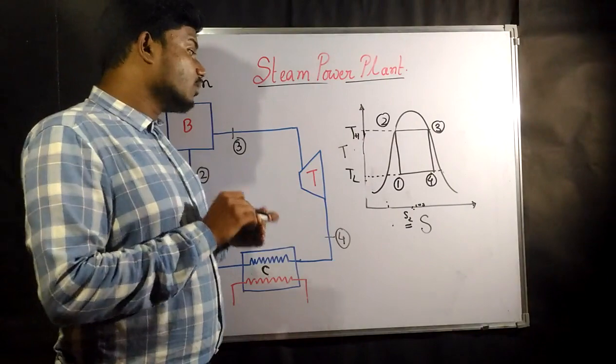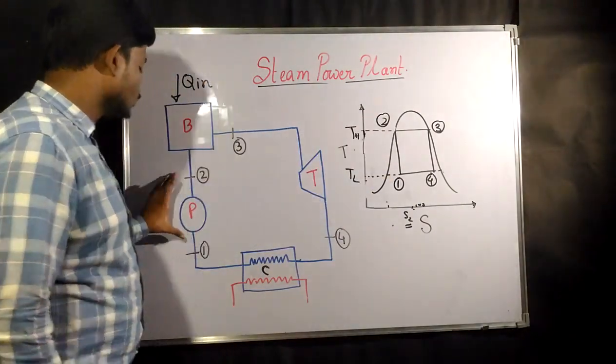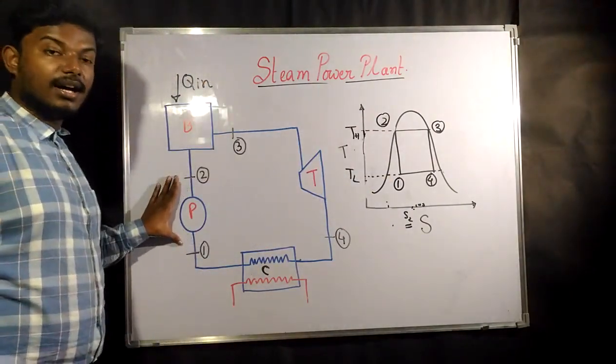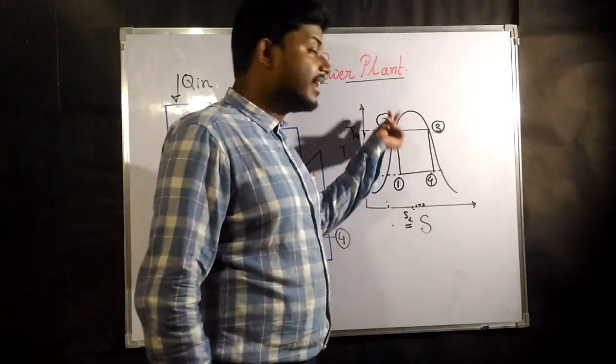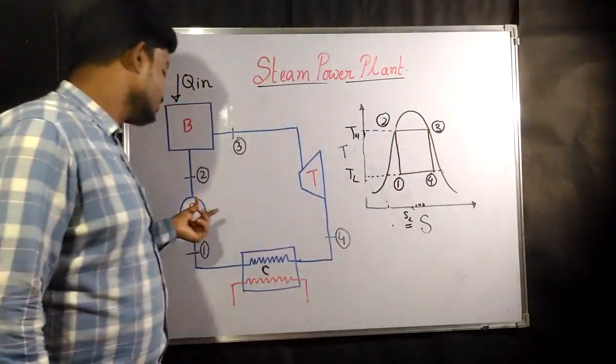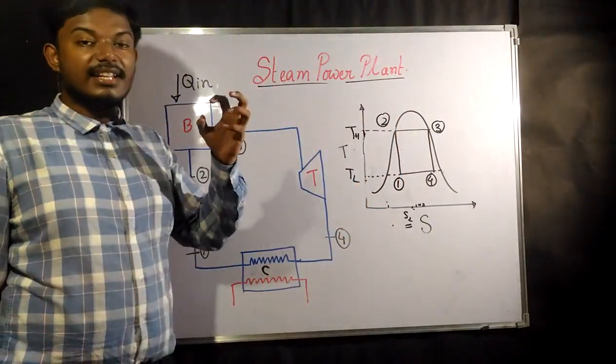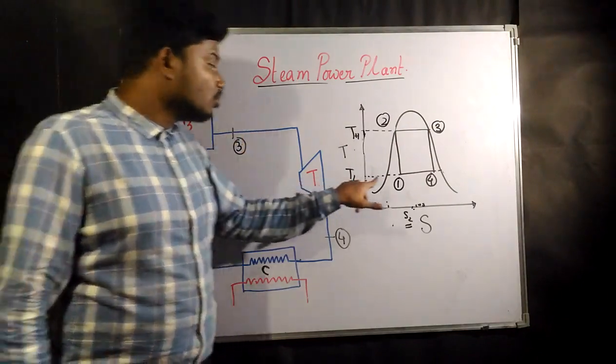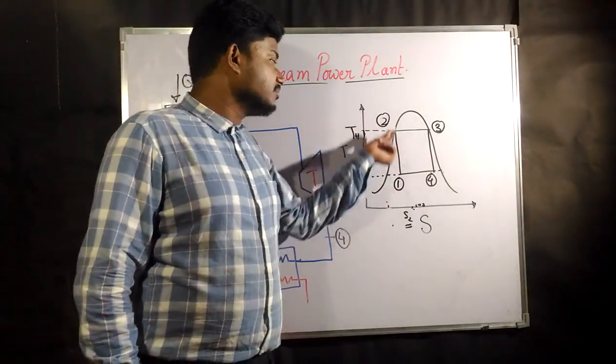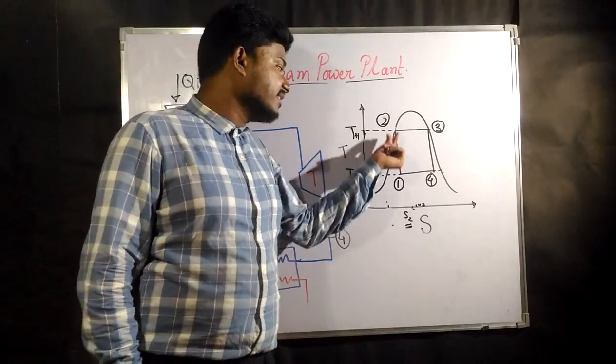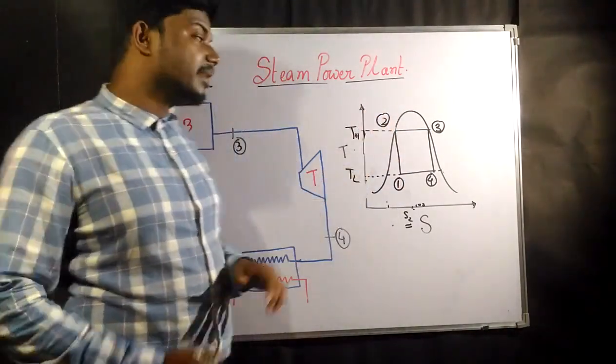Okay, now what is going to be there? 1 to 2 is nothing but adiabatic compression. In pump, we know in pump always the things get compressed. Okay, so 1 to 2 is nothing but adiabatic compression. Since it is isentropic here, it is going to be adiabatic compression.